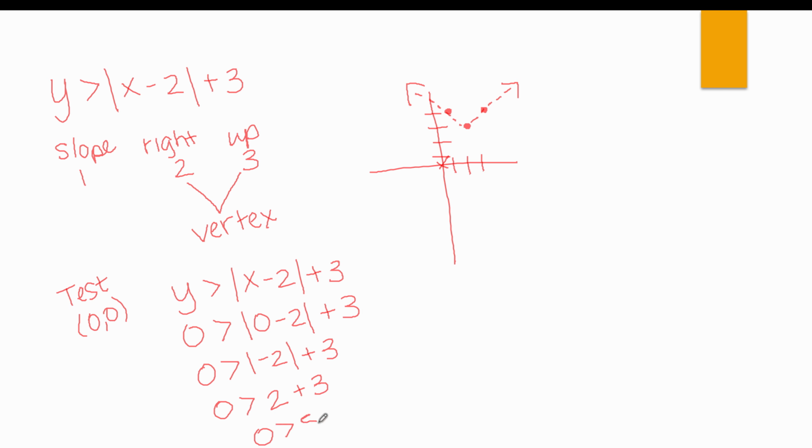And once I simplify one last time, I end up with 0 is greater than 5. Okay, we all know that this is not a true statement, so it's false. So since we just tested this point and it's false, I don't want to shade in that region. So I'm going to shade in up here, which is away from that test point. Okay, and that's the end of our video.